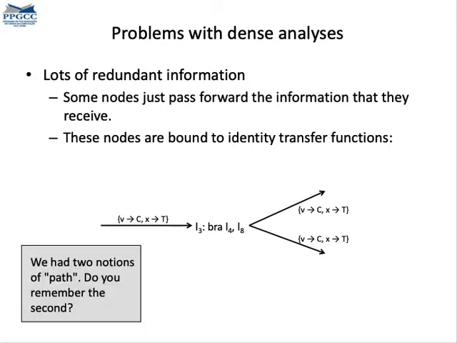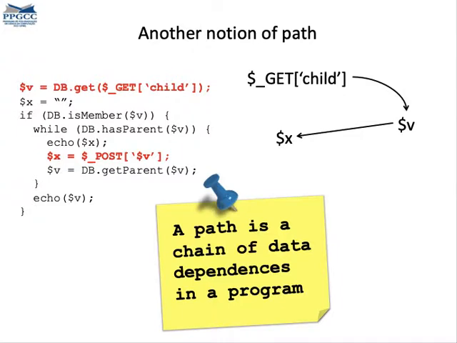To implement the sparse analysis, you might remember that I mentioned that there are two notions of tainted flow paths that we could use. The first was a path within the CFG, which we had explored in the last class. Do you remember the other kind of paths that I was talking about? These are paths formed by the transitive dependencies in a program.